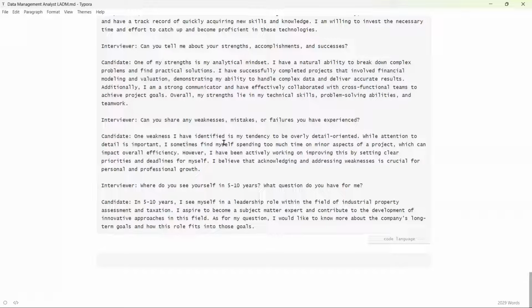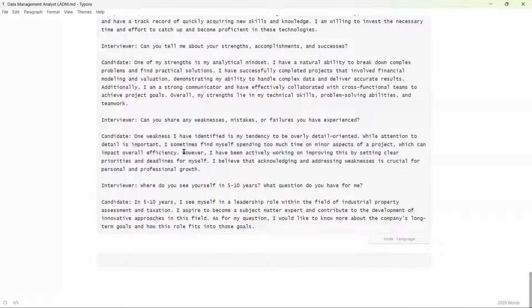One weakness I have identified is my tendency to be overly detail-oriented. Well, attention to detail is important. I sometimes find myself spending too much time on minor aspects of the project, which can impact overall efficiency. However, I've been actively working on improving. I think this kind of structure is good, right?